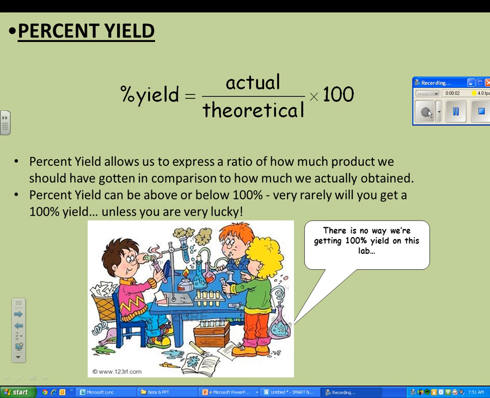Alright guys, this video is going to cover percent yield. Percent yield allows us to express the ratio of how much product we should have gotten versus how much we actually obtained. If you look at your equation, this is on your formula charts. The actual is how much we actually got. That should make perfect sense. The theoretical is how much we should have gotten. So it's just a proportion.